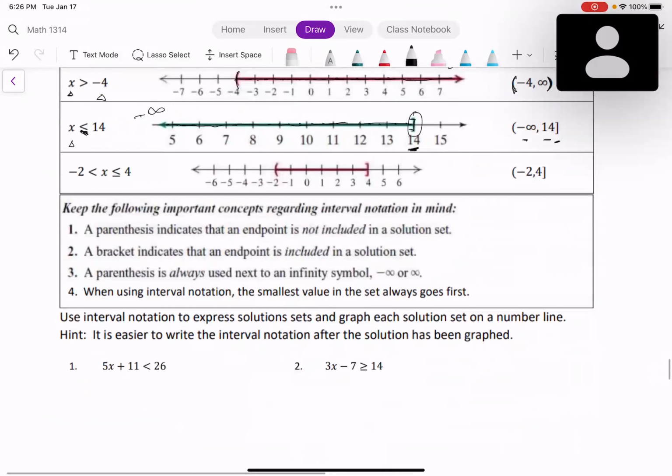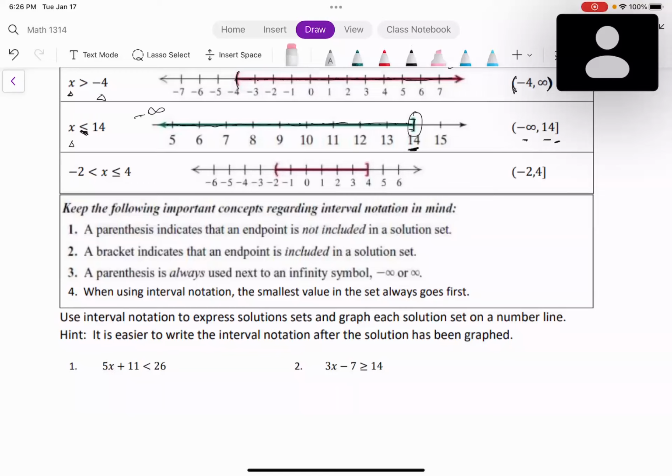Next one, x is greater than -2 and less than or equal to 4, so x is between -2 and 4. Remember, if it has an equal sign, that means positive 4 is included in the solution. So we can draw a number line.